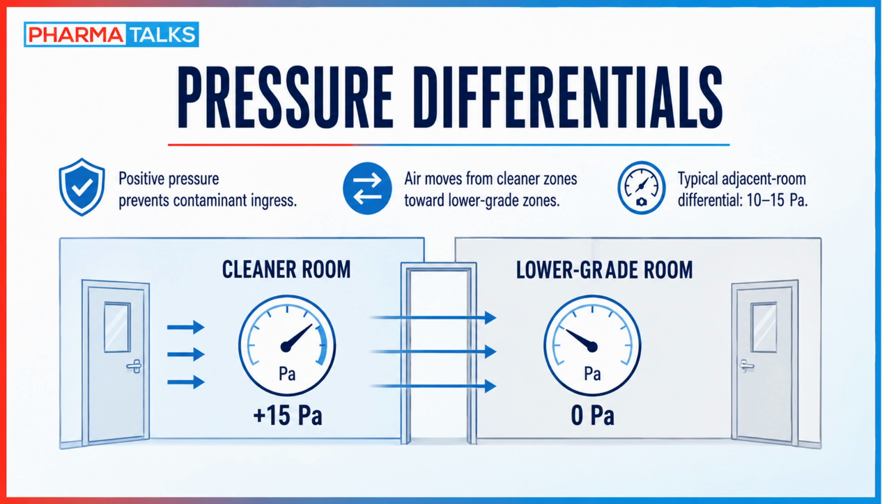Pressure differentials. Pressure differentials between adjacent rooms form an important barrier against contamination. In many pharmaceutical areas, the cleaner room is maintained at positive pressure so that air moves toward the lower grade space when a door opens. A typical differential between adjacent rooms is around 10 to 15 pascals, although the exact value must follow the facility design and risk assessment. Continuous monitoring helps detect any loss of the intended airflow direction.